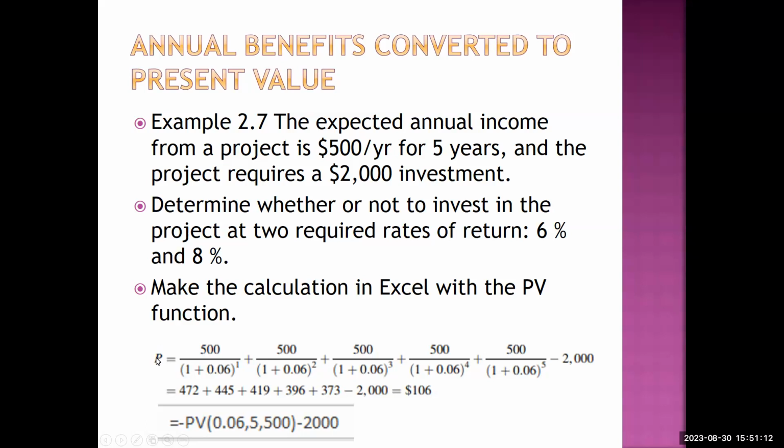And then to calculate the net present value, we subtract the 2,000 investment at the end of the problem. Okay, and so the total is $106. So would we invest in the project? No. Why not? Because it's less than... $106 is less than one.